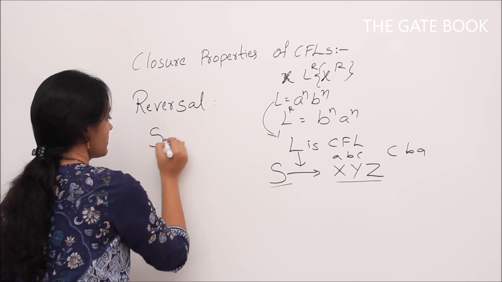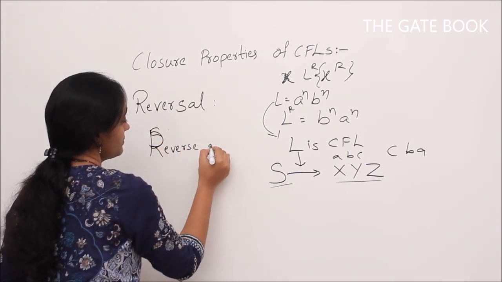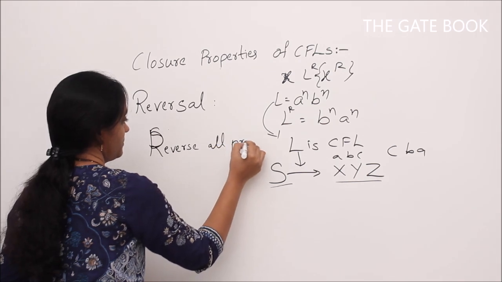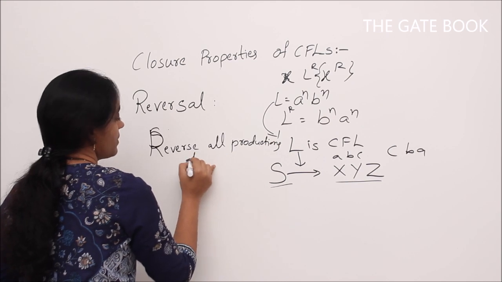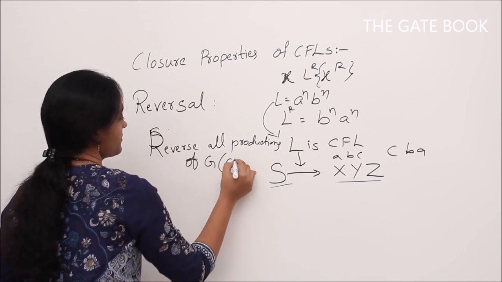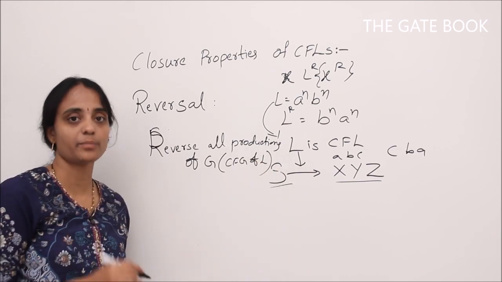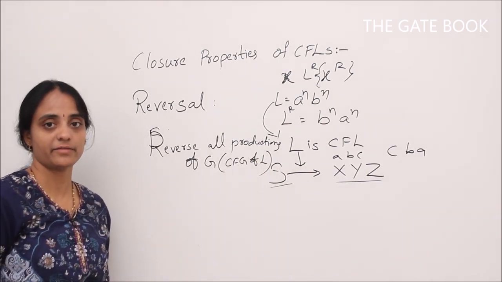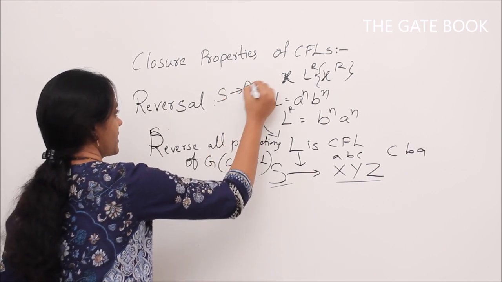Reverse all productions of L, G, which is the CFG for L. If I reverse all the productions, then it will derive the reversal language, because assume there is a production like this.